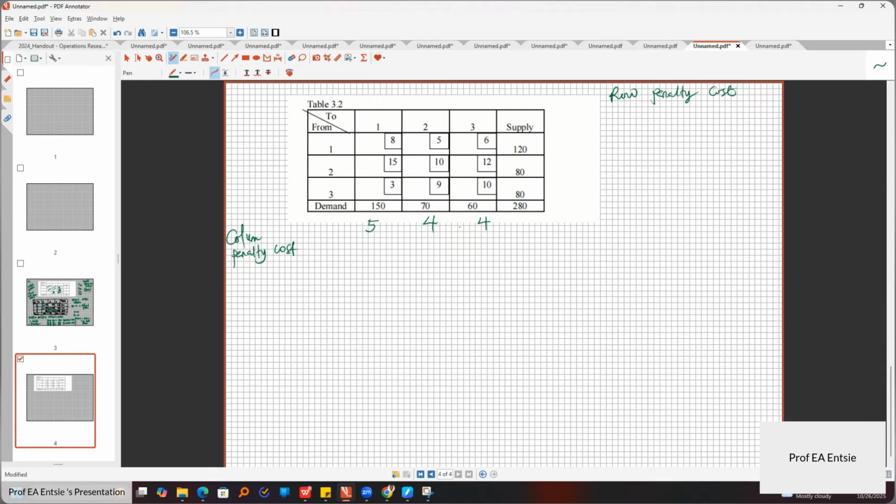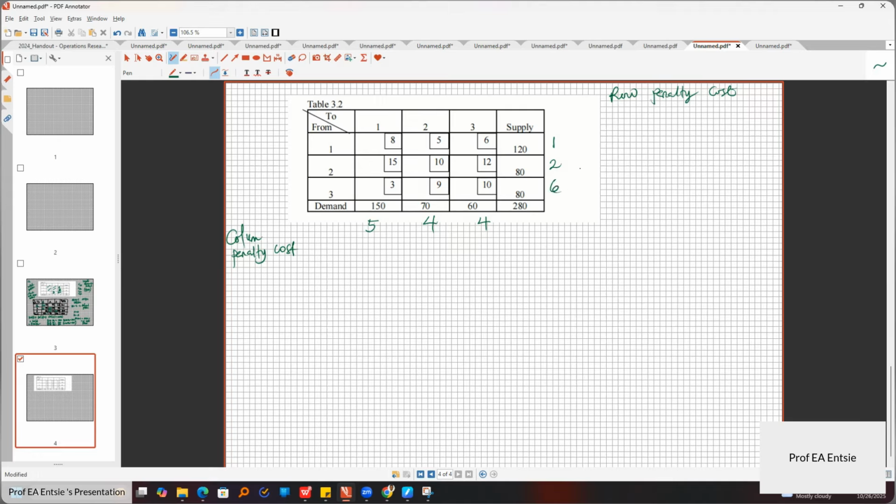Then we come to the row penalty. In row 1, the least cost is 5 and the next least cost is 6, so the difference is 1. In row 2, the least cost is 10 and the next least cost is 12, so the difference is 2. In row 3, the least cost is 3 and the next least cost is 9, so the difference is 6.